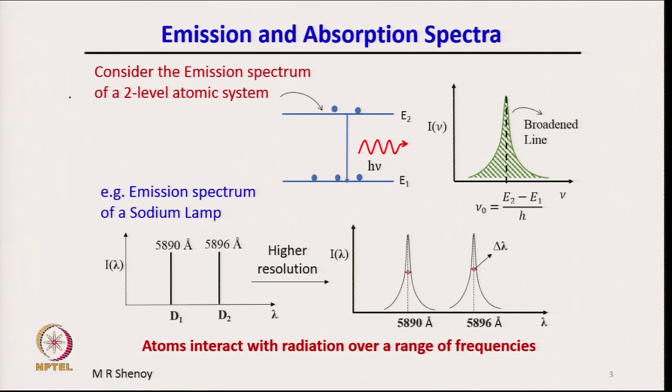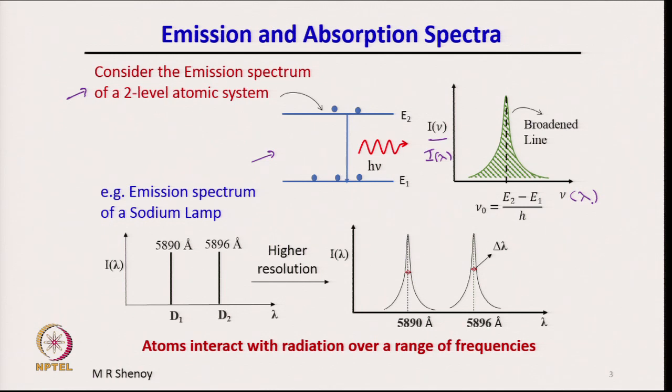If we consider the emission spectrum of an atomic system, say a two level atomic system, and plot frequency versus intensity at that frequency, that is the spectrum I nu versus nu, or I of lambda versus lambda, one and the same, this is called the emission spectrum.